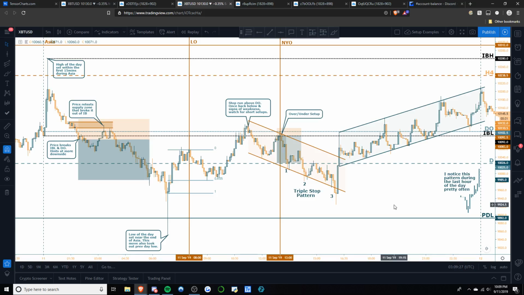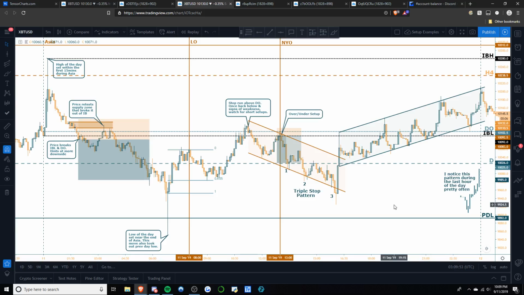Overall, I think that doing these will really help you out in a few different ways: finding different patterns, finding different setups, getting your time of day strategies down, like what time and what sessions you want to be trading. It can just help you pick up on a lot of different stuff. So I highly recommend that you guys do these.